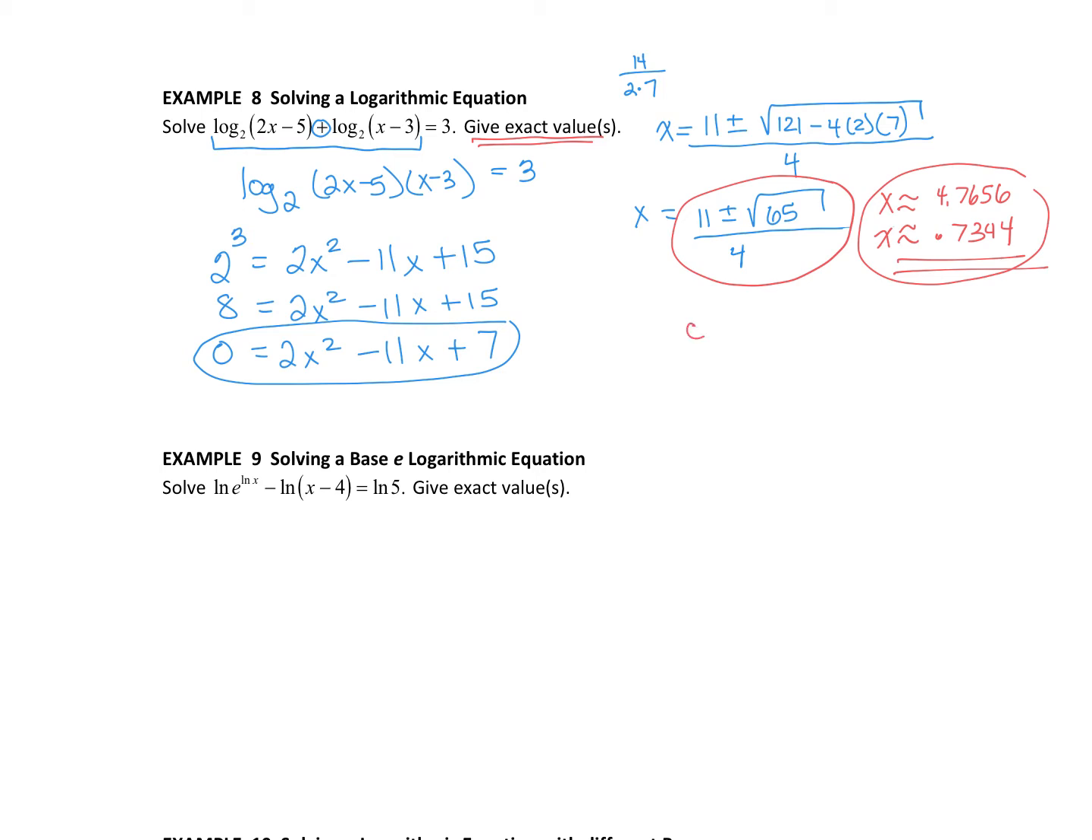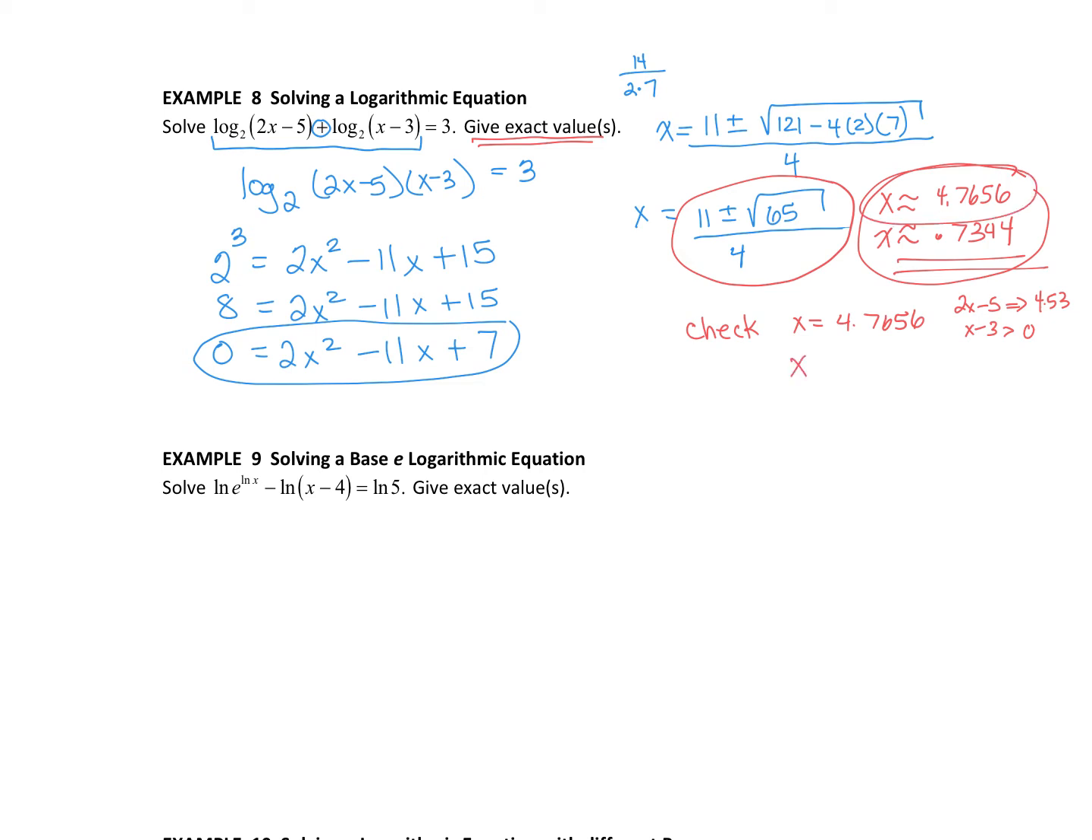So when I check x equals 4.7656, and I plug it into 2x minus 5, I get a positive value. So 2x minus 5 ends up being 4.53, positive. And if I plug it into x minus 3, clearly a 4.7 subtracting 3 would also be positive. So this first one will work.